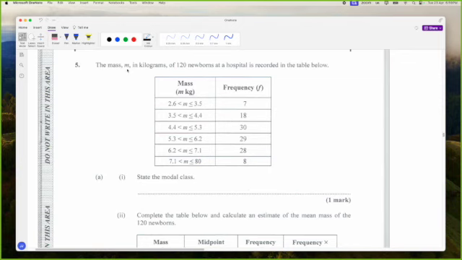The mass M in kilograms of 120 newborns at the hospital is recorded in the table below. So this is the mass. We can see it's grouped data. Notice the less than or equal to sign here and that difference there. This is your frequency. State the modal class.